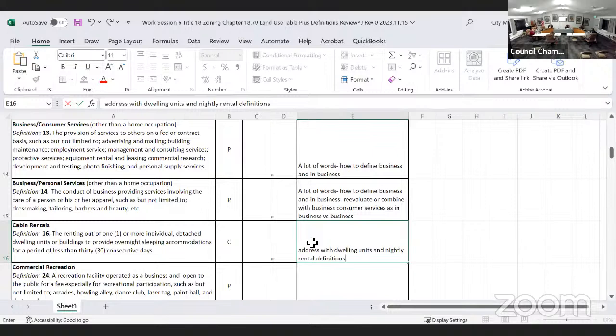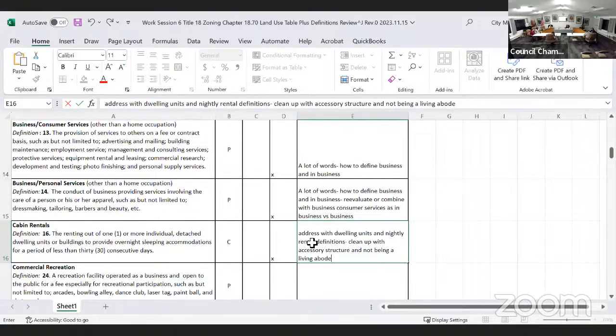And I would like to add that if it's allowed to have structures besides the main structure be livable and be nightly rentals, that we clean up the way that reads for accessory structure, because right now accessory structure says they cannot be a living abode. Yeah, I don't know how we do that by definition.